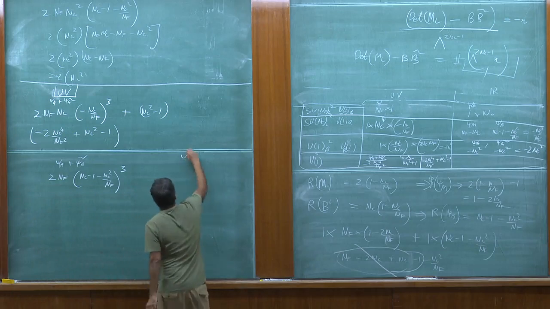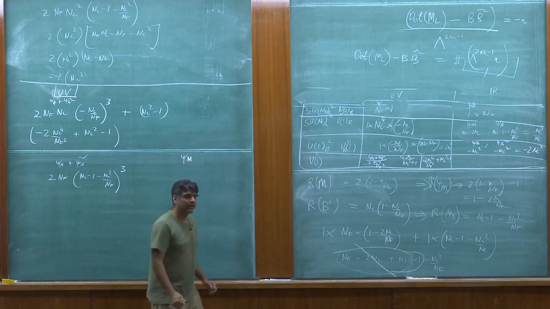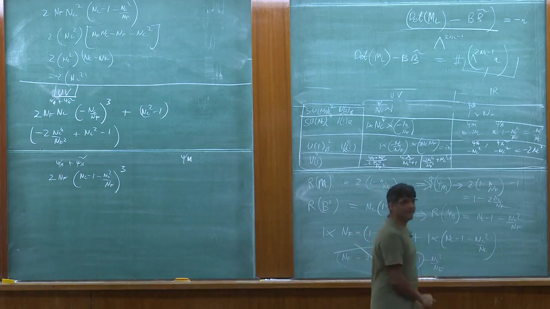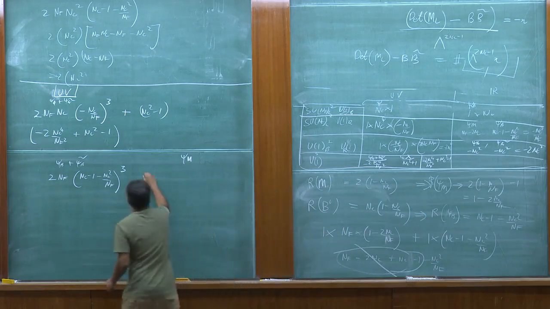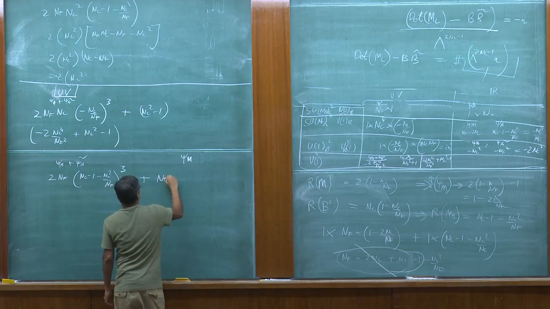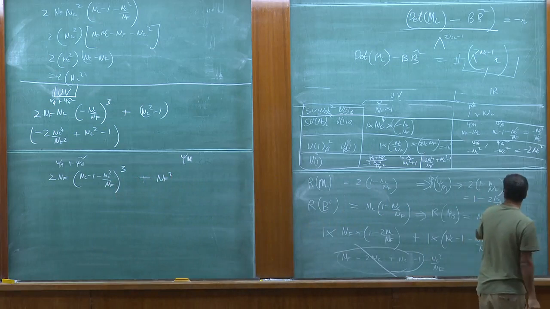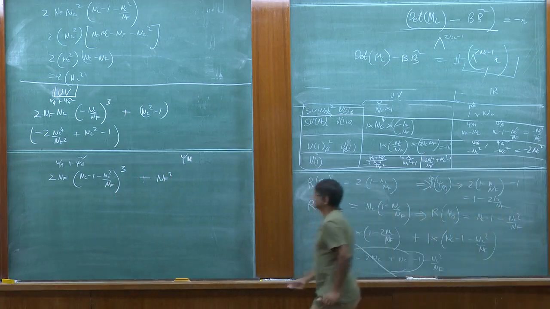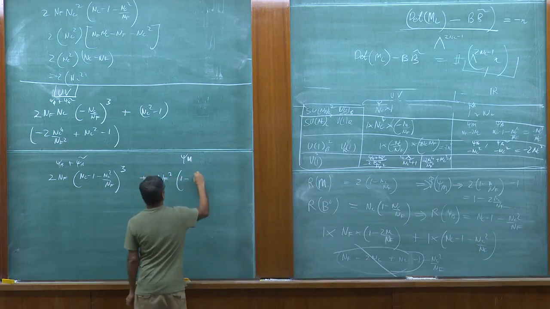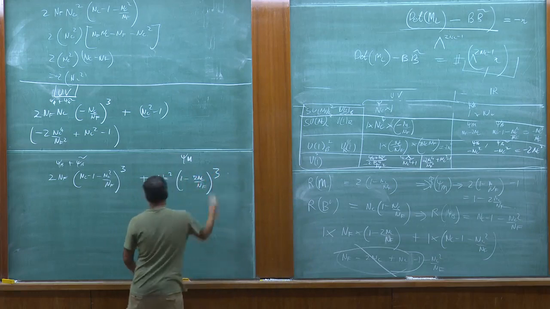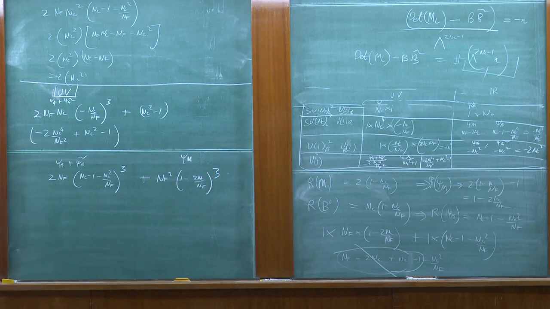What about psi M? Well, first, how many M's are there? NF square. So plus NF square. What is the R charge for psi M? 1 minus 2 NC by NF. And that's it. Clear?